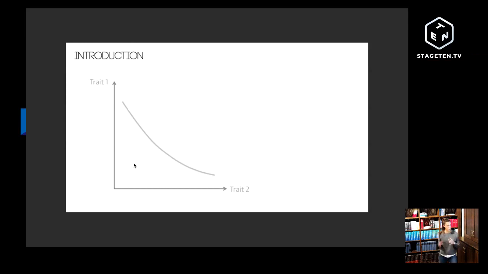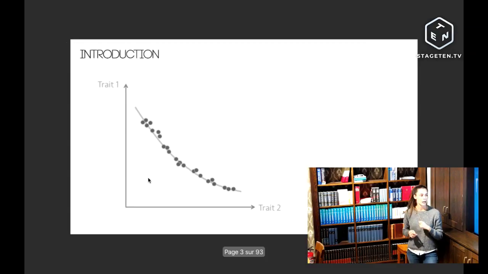So just to start with the definition of what I call a trade-off. A trade-off for me is a negative relationship between traits that can arise at different levels: between populations, between species, between individuals, and sometimes within an individual.